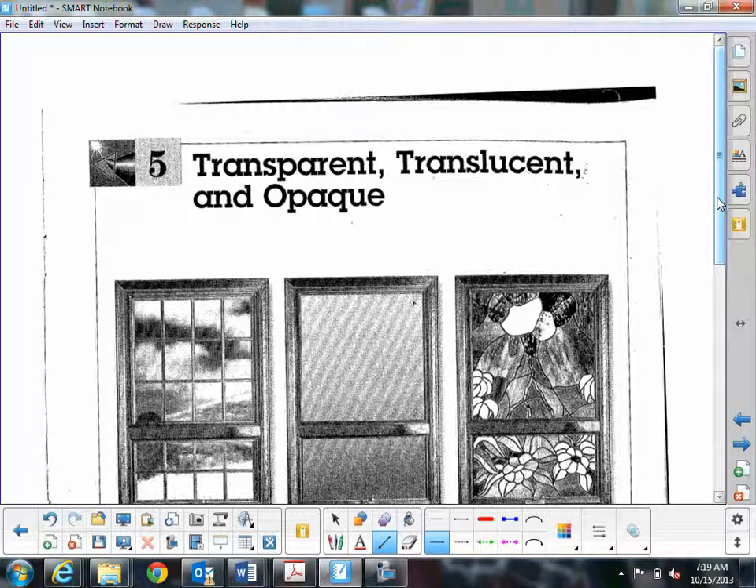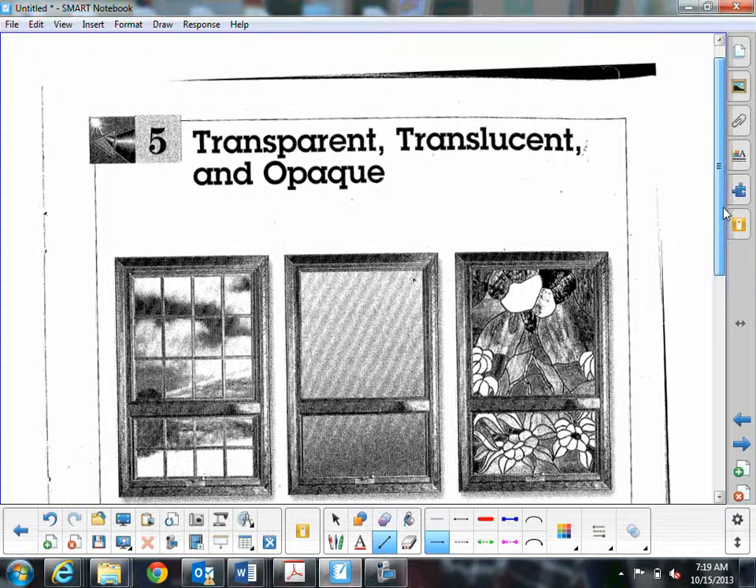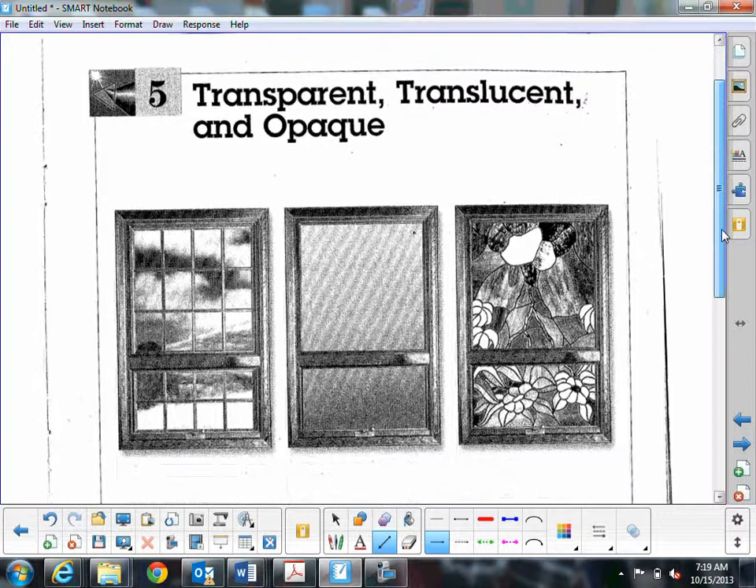Okay, to translucent, transparent, and opaque. You need to know the definitions of the three: transparent objects let light completely through, translucent objects let light partially through, and opaque objects block light completely. What you have here is a transparent window, what looks to be a translucent window, and I guess this is an opaque window or wall. I usually use the idea of a brick wall as being opaque, or the example of a brick wall.